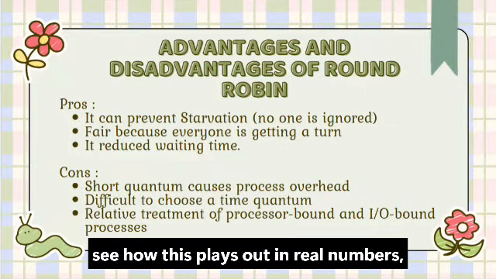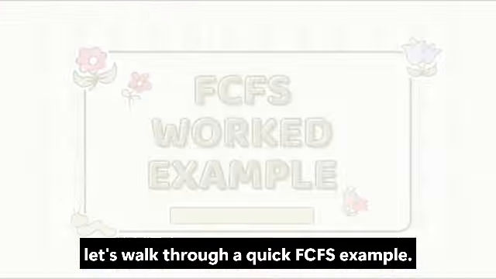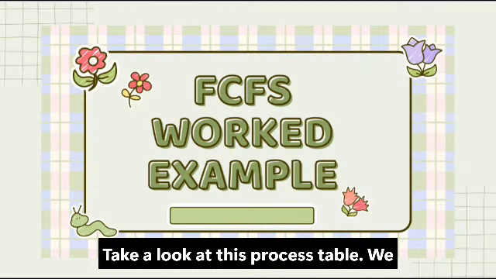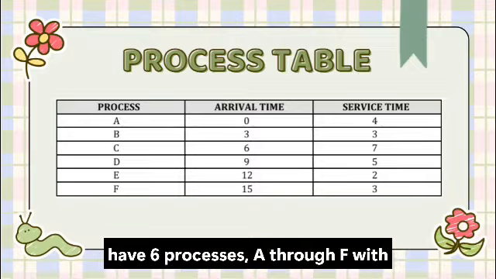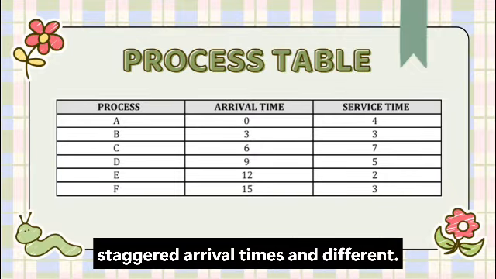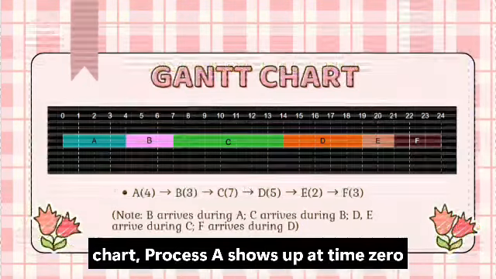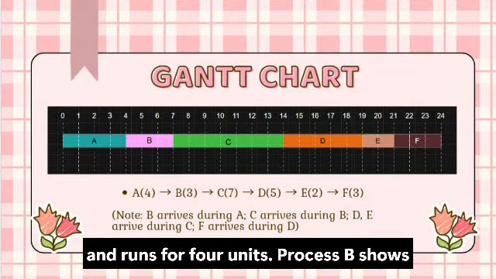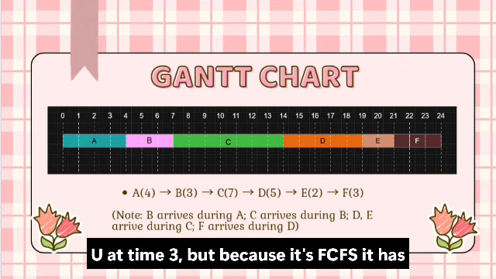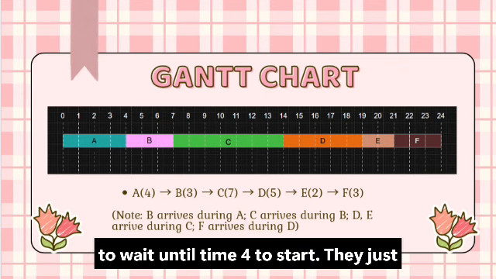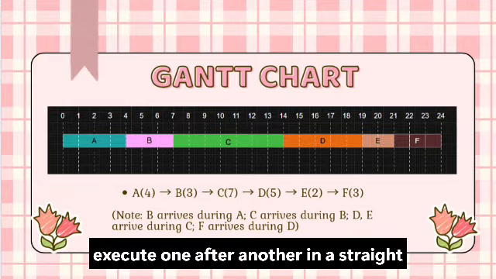To see how this plays out in real numbers, let's walk through a quick FCFS example. Take a look at this process table. We have 6 processes, A through F, with staggered arrival times and different service times. If we look at our Gantt chart, process A shows up at time 0 and runs for 4 units. Process B shows up at time 3, but because it's FCFS, it has to wait until time 4 to start. They just execute one after another in a straight line.